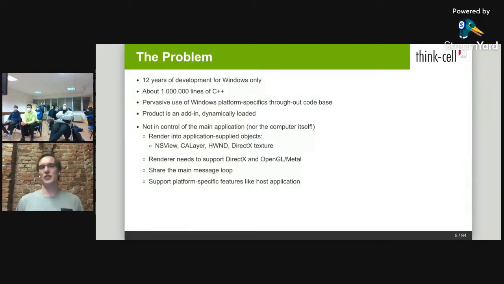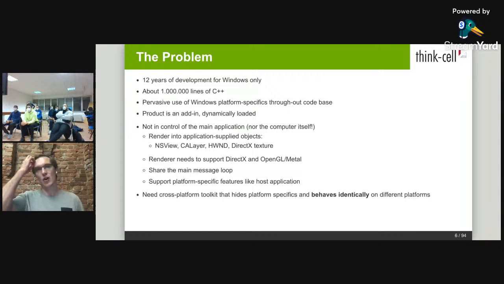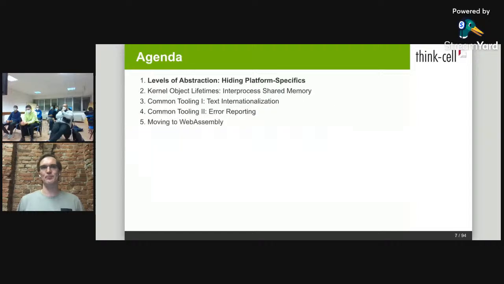So when we started porting our software, of course, we were looking for some cross-platform toolkit that would hide all the platform specifics from us or would just behave identically on the different platforms we supported. And my talk is largely about why this is so hard to get, or why this actually cannot really exist in this generality. I will go over different challenges that we faced and different solutions that we found, and also try to show to what length we went to find an elegant solution for us.